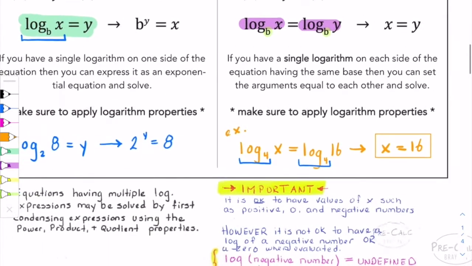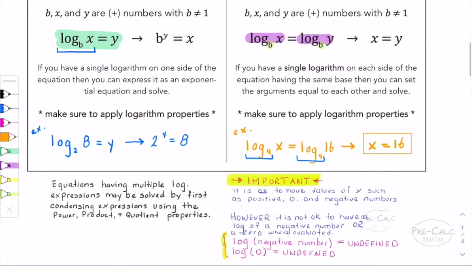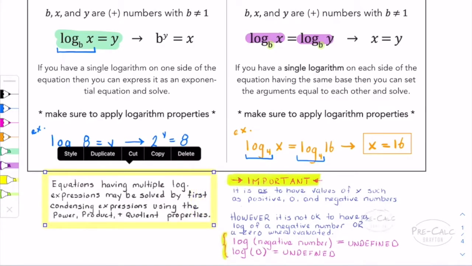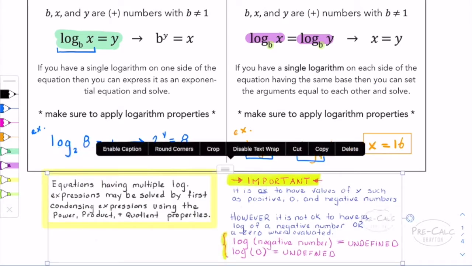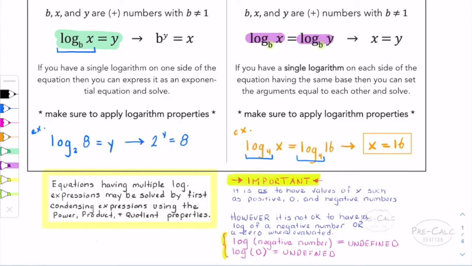I do have a couple of notes down here for you. On this side, it says equations having multiple log expressions may be solved by first condensing expressions using the power, product, and quotient properties, which is what we went over yesterday. So sometimes you have to apply those before you can solve.